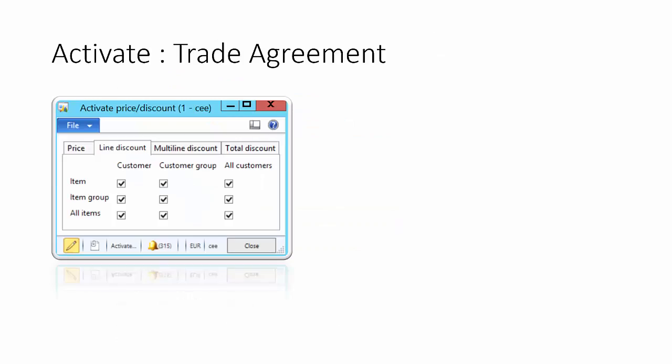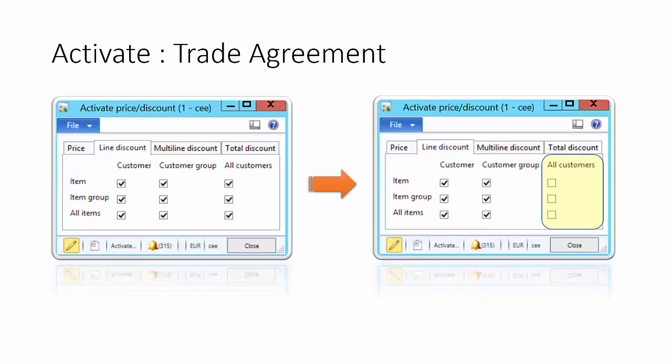First of all, to use trade agreements on a purchase order, sales quotations and purchase requisitions, we must activate the combinations of price agreements. We can activate relevant structures and deactivate structures not relevant to the company's business process. For example, let us say that we don't offer the line discount for all customers. It can be either for an individual customer or for a customer group.